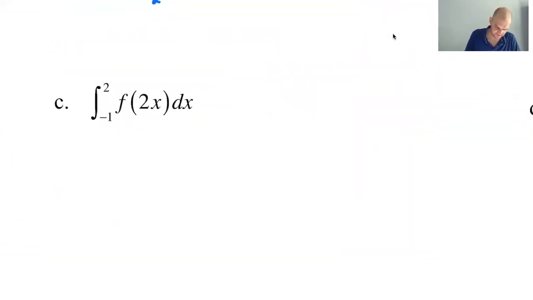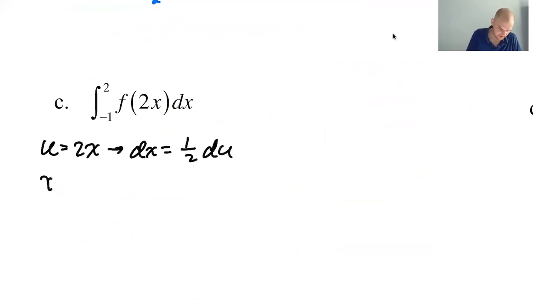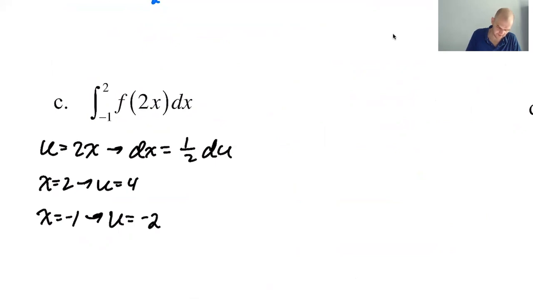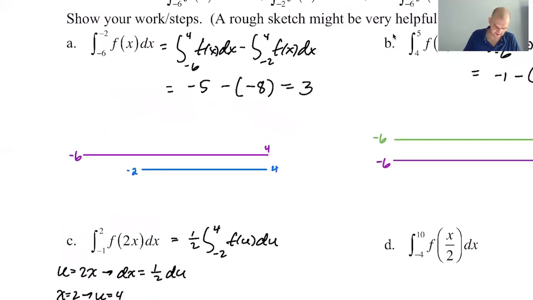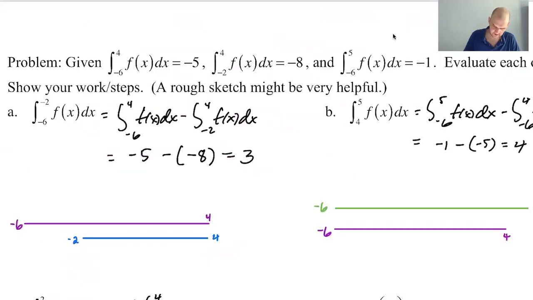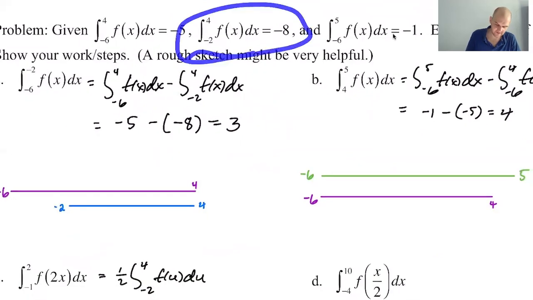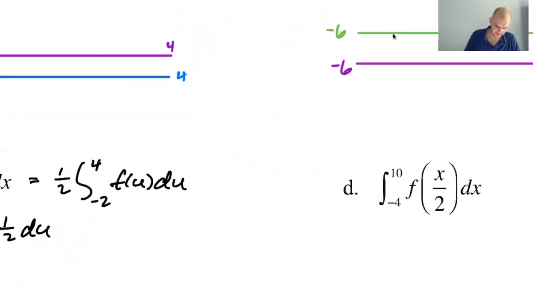So let's change it first. We'll say u is 2x, so dx is 1/2 du. Try not to forget that 1/2, mostly talking to myself. When x is 2, u is 4. When x is -1, u is -2. So this will be 1/2 the integral from -2 to 4 of f of u du. I feel like that's the first problem we did. -2 to 4 is actually given. -2 to 4 is just -8, so 1/2 of -8.